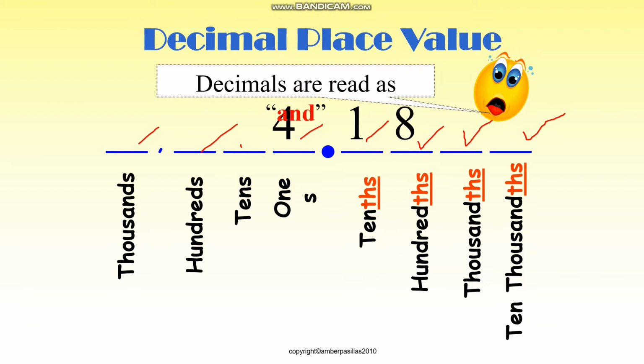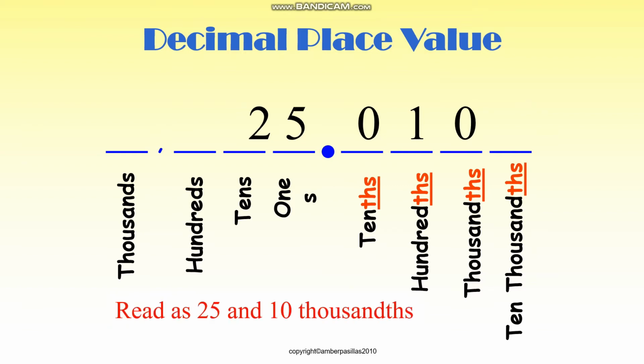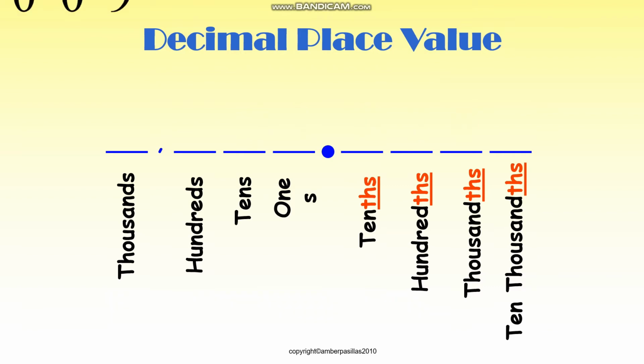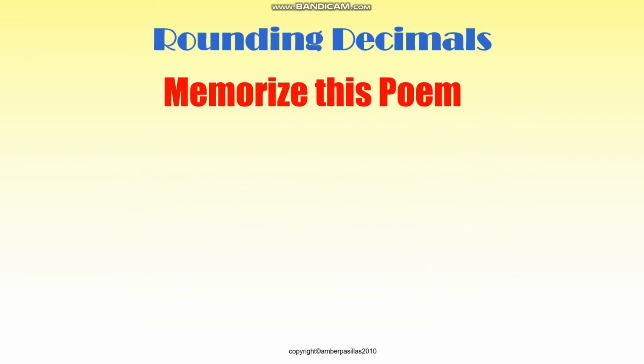For example, I have 4.18, so we can read this as 4 and 18 hundredths. Another example, we have 5.218, so we can read this as 5 and 218 thousandths. Another, we have 25.010. So we can read this as 25 and 10 thousandths. Another, we have 0.0009. So we can read this as 9 ten-thousandths.